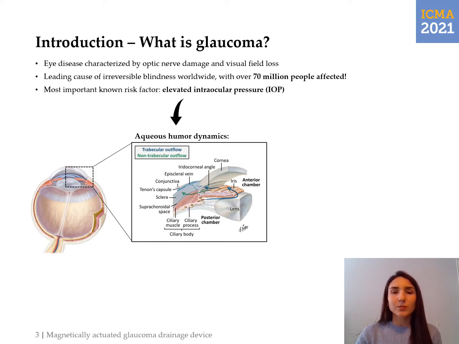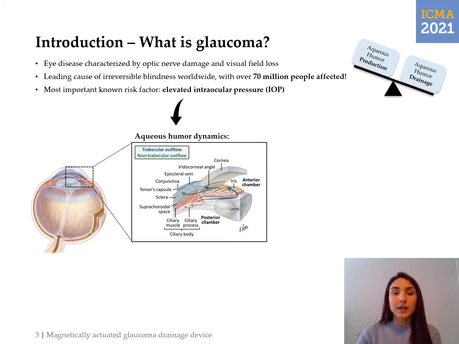Well, first of all, what is glaucoma? Glaucoma is an eye disease that is characterized by optic nerve damage and visual field loss. It is the leading cause of irreversible blindness in the world, with over 70 million people affected. The most important known risk factor for this disease is elevated intraocular pressure, and this is the result of an imbalance between the production and drainage of aqueous humor, the clear fluid that circulates inside our eyes.